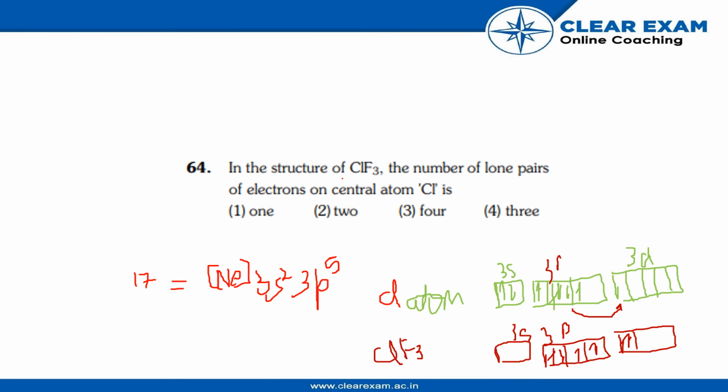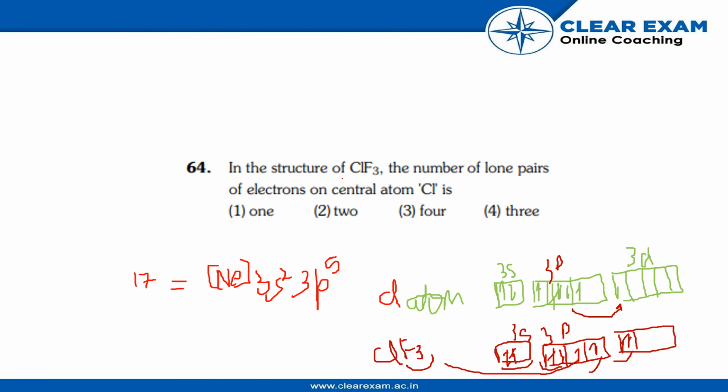So all the F3 will go here, one electron here, one here, and one here. So these two electrons are lone pair because there's no use of it here, or they are not included in the bond formation.